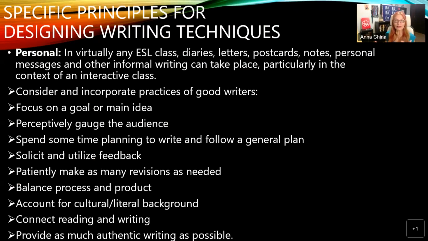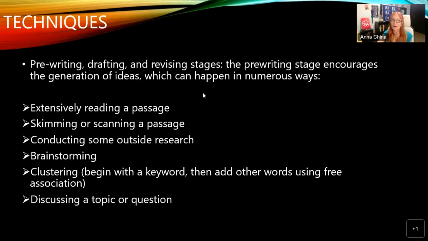Balance process and product. So how to develop the process, how to involve the student in enjoying the task of writing, developing the skill, and then having a final product. Cultural background, literary background, all of this you can explore. Connect reading and writing. This is always helpful because sometimes when they have to write, they feel that they lack ideas, so the reading can support that. Authentic material, authentic writing.